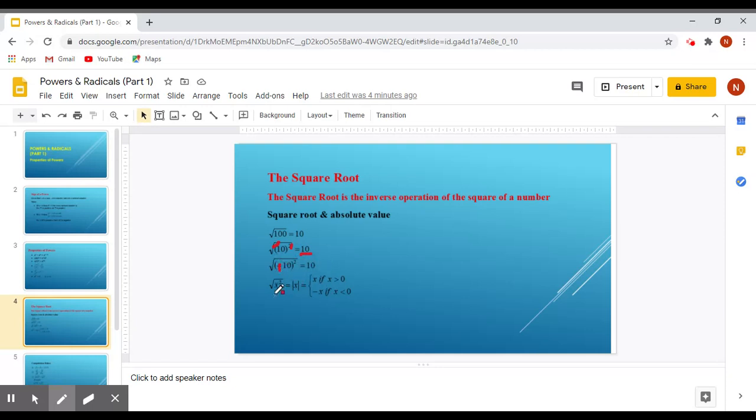Now, in general, the square root of x squared, whenever we have a variable, we have to put absolute value of x. So absolute value of x is equal to x if x is positive and equal to minus x if x is negative.